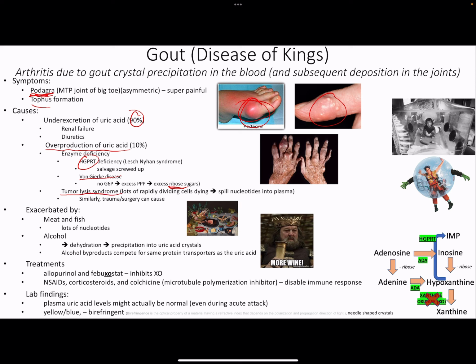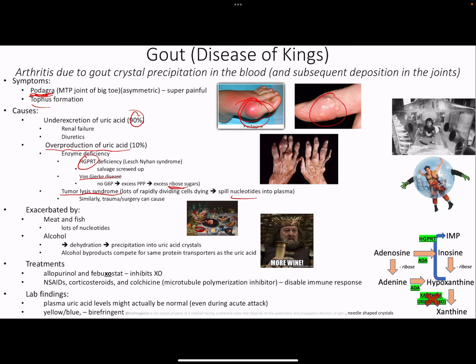Tumor lysis syndrome. If you have a tumor, cells are dividing a lot. There's a lot of nucleotide generation. You're making a lot of nucleotides, you're breaking down, and you have tons of uric acid in your cancer. And those cells are dying, and they're spilling uric acid into the blood. It's called tumor lysis syndrome. This is one of the many features of tumor lysis syndrome. But spilling the nucleotides and the uric acid into the blood can cause gout.